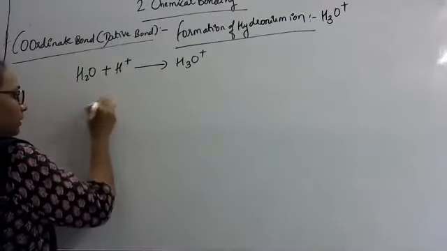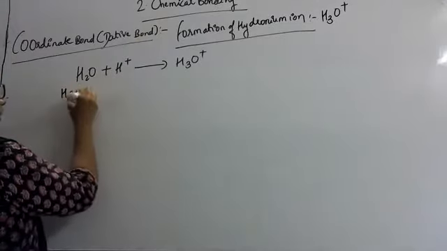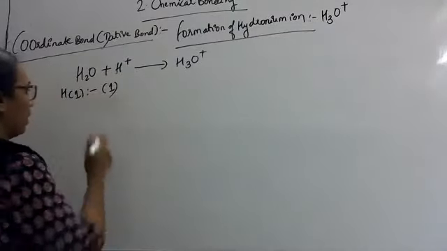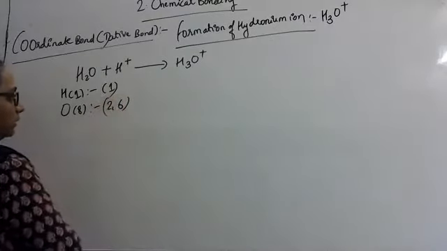Water, oxygen, hydrogen, atomic number 1, electronic configuration 1. We have two hydrogen atoms. Oxygen, what is the atomic number of oxygen? It is 8. Correct, good. So we write it as 2, 6.